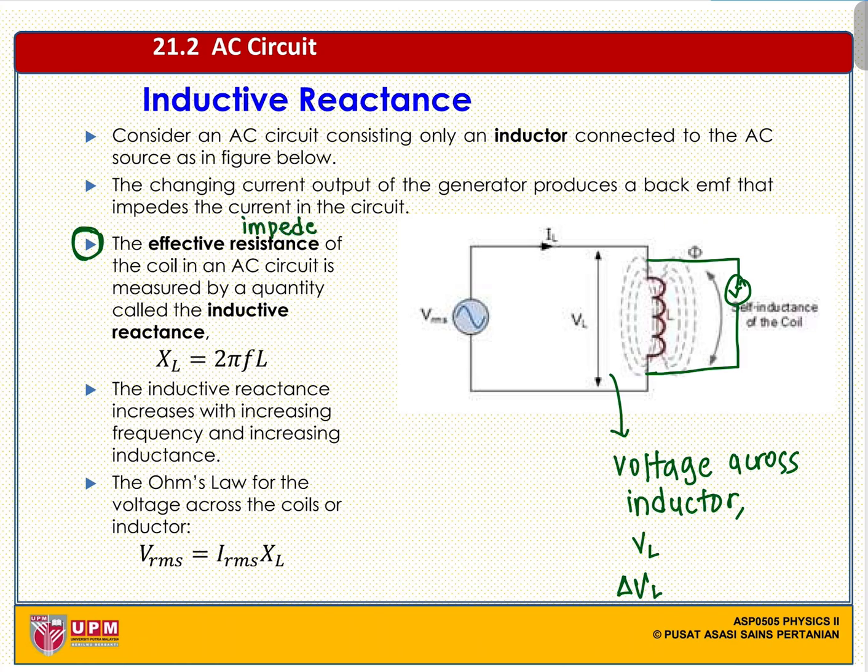Impacts, apa panggil? The inductor impacts, menghalang. Inductor impact ataupun kita panggil dia effective resistance of the coil sebagai inductive reactance. Kita akan panggil dia sebagai inductive reactance. Dan awak punya inductive reactance is XL sama dengan 2 pi F darab dengan L.